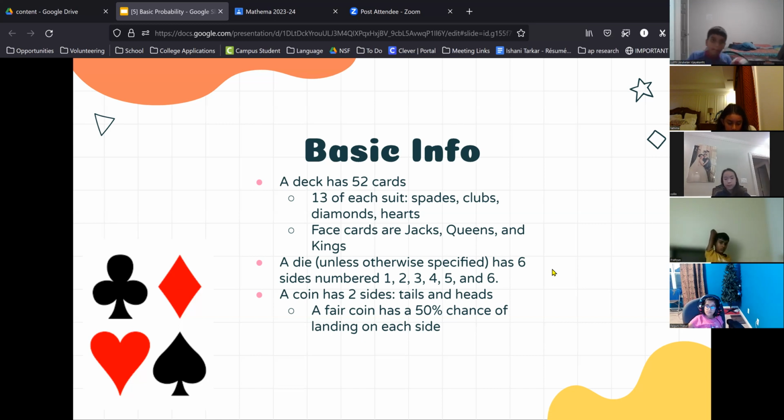And then a coin has 2 sides, a tails and a heads. A fair coin has a 50% chance of landing on each side, and most of the time, if problems talk about a coin, we assume it's a fair coin, meaning that both sides have an equal likelihood of occurring.